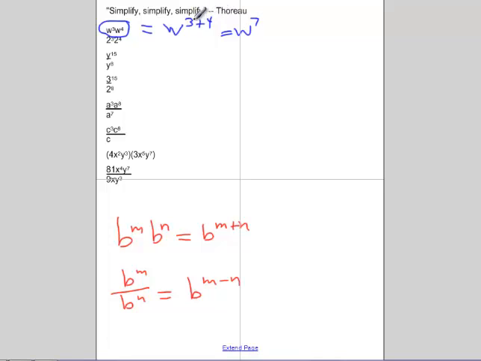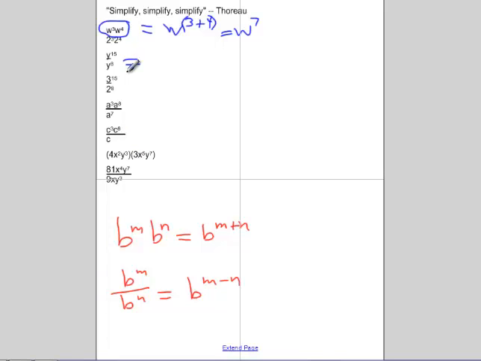So could we leave it like that? It probably would not be beautiful math, so we'd probably want to rewrite it as w to the 7th power. Let's take a look at 2 cubed and 2 to the 4th power. I'm going to leave that one for you, because we're going to come back to that one. Let's go to this one. I'll explain this one.